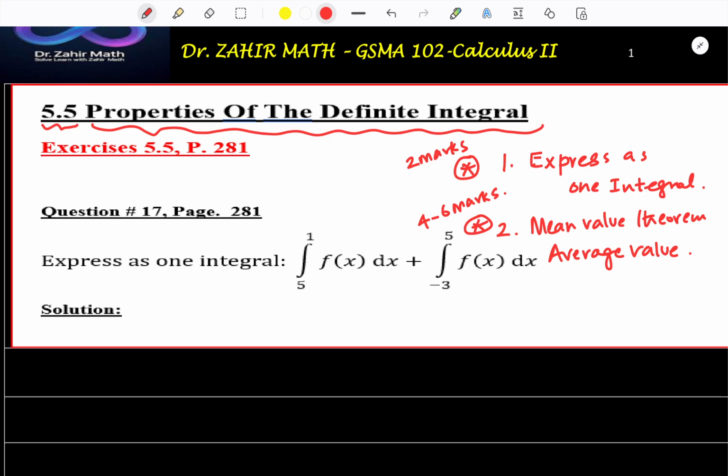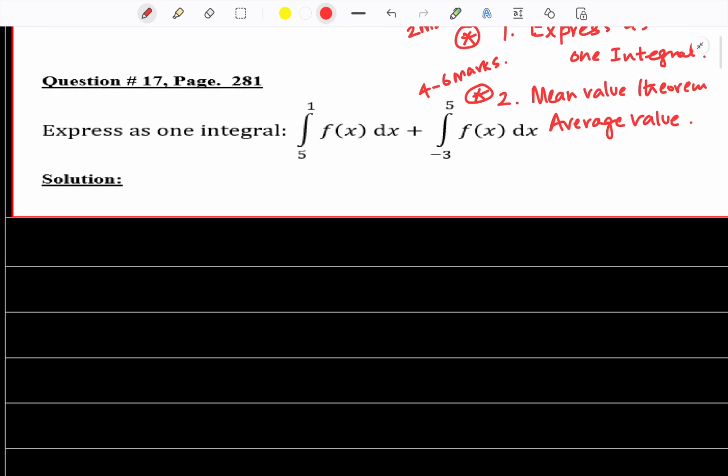Keep in your mind, they are not just theory, they are very crucial tools for solving practical calculus problems in your engineering. So take your pen, open your textbook or notebook or iPad. Let's begin this exercise 5.5. What is the first question? Express as one integral: integral 5 to 1 f of x dx plus integral minus 3 to 5 f of x dx.